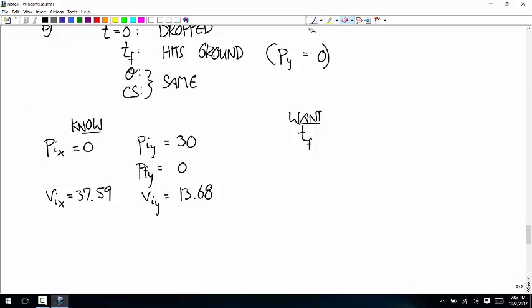Okay. Do we know anything about final velocity? No. Secretly we do, but we don't put it in here. Secretly we know that Pfx is 37.59, but that's not useful here. That's just more of a cocktail party trick. Ax is 0. Ay is negative 9.81.